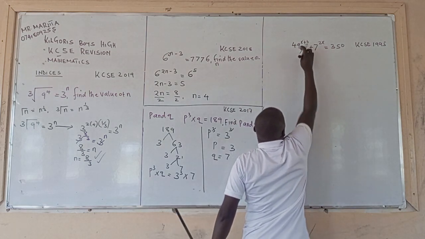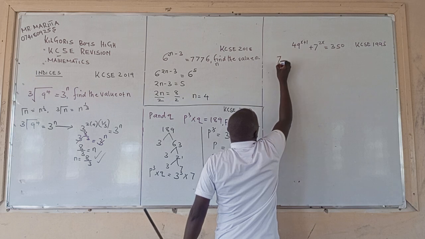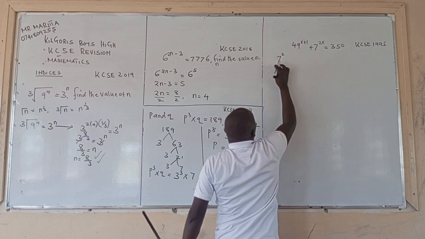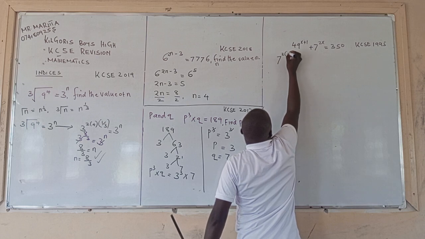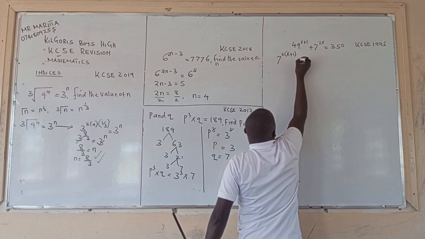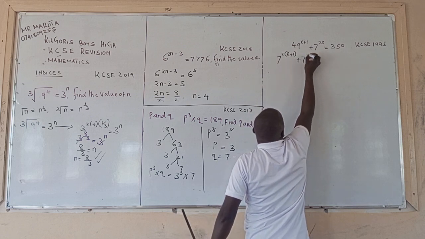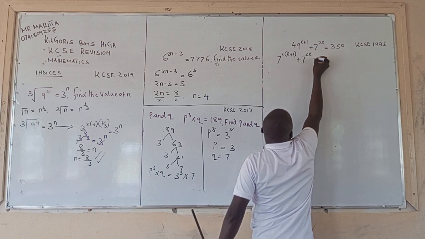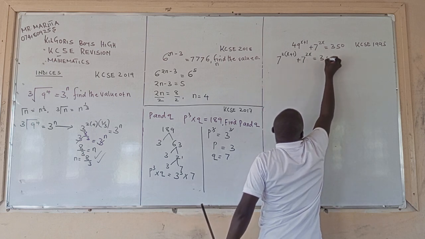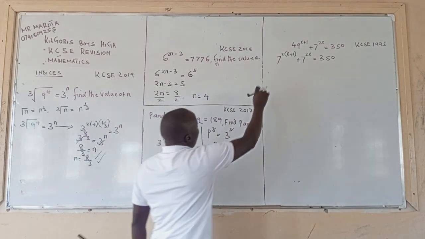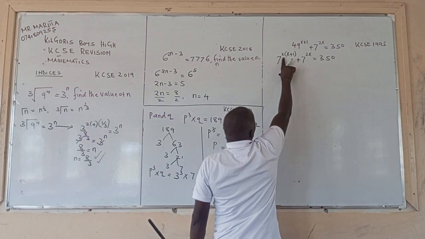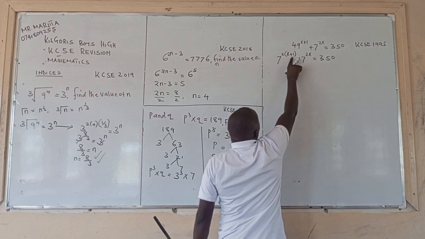49 raised to x plus 1 is the same as 7 squared, since 7 squared gives us 49, raised to x plus 1, plus 7 raised to 2x, which is equivalent to 350. So what did we do here? We open the bracket: 2 times x plus 2 times 1.